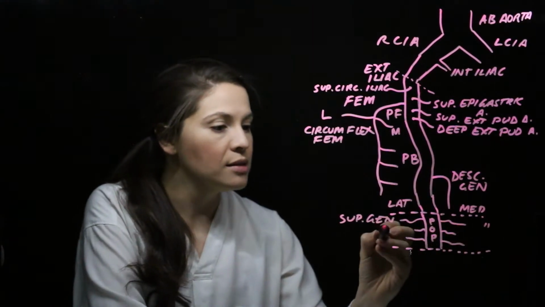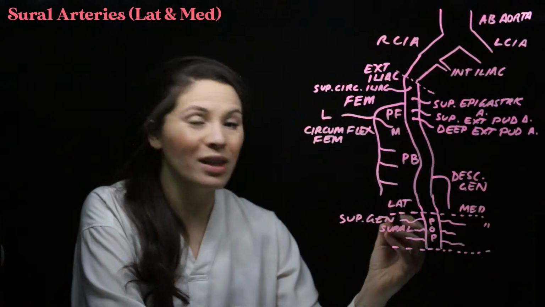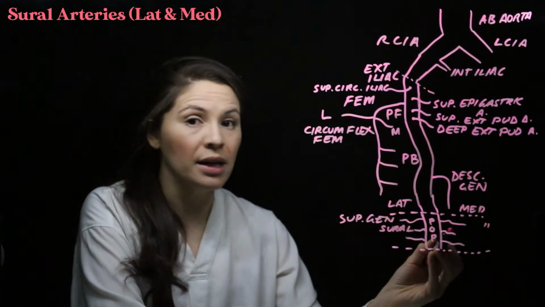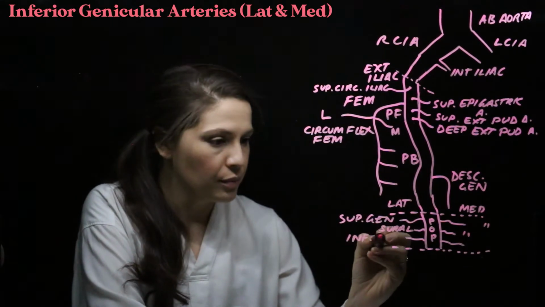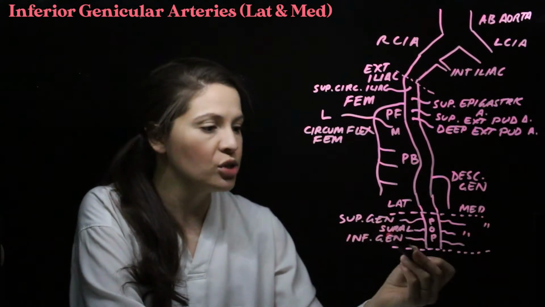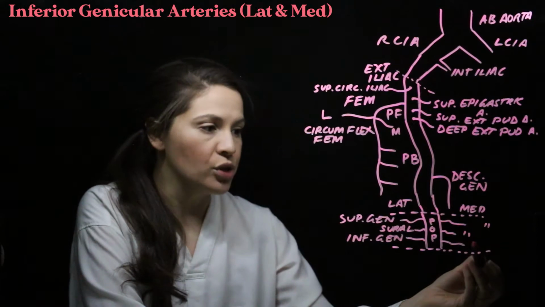Then the next one down is the sural. And so that will be the lateral sural. And this would be your medial sural. Then here you will have your inferior genicular. And again, lateral inferior genicular and medial inferior genicular.